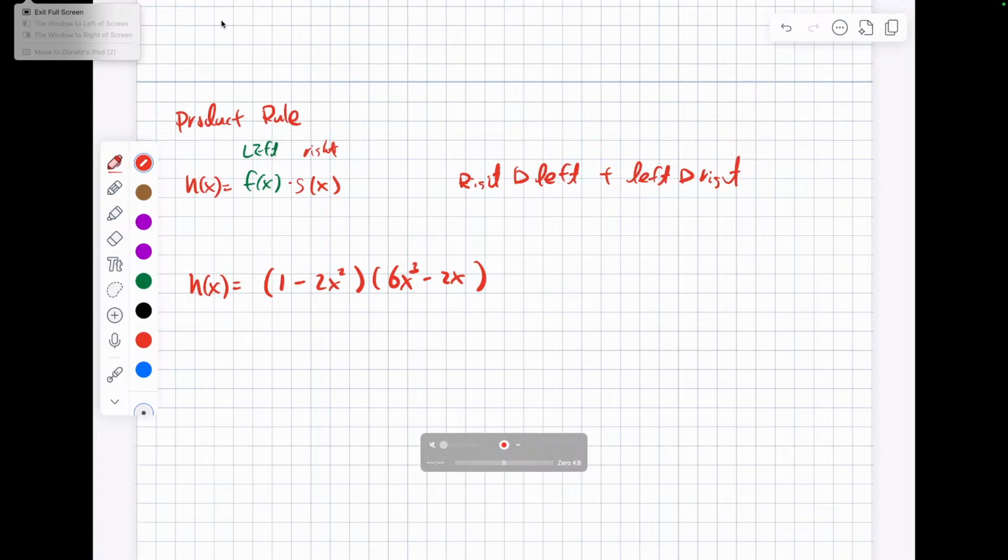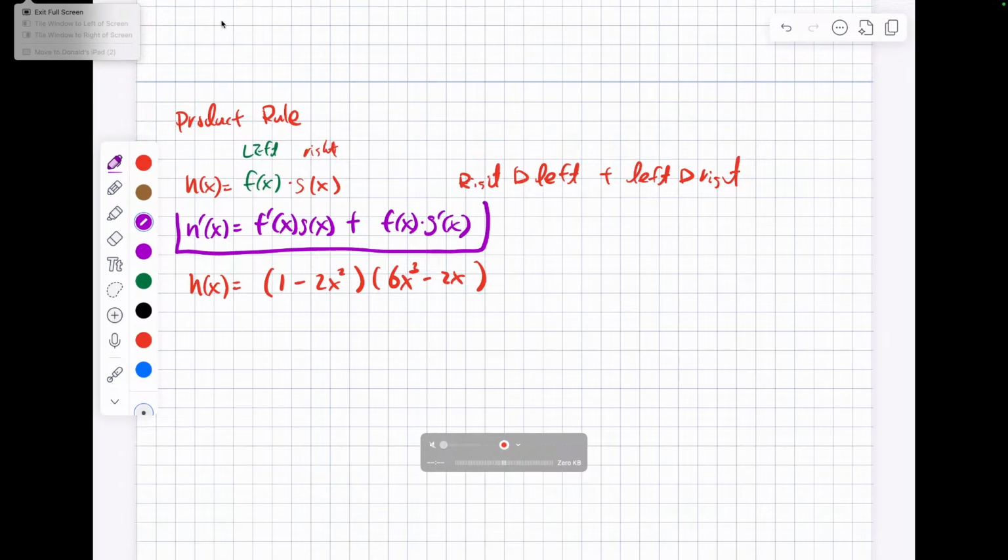So how do I do the product rule here? The product rule is h prime of x. If I take a derivative of the left, it's f prime of x times g of x, plus f of x times g prime of x. That's basically what happened. I remember this because righty left plus lefty right is fairly easy. It's a plus sign, not a minus sign.